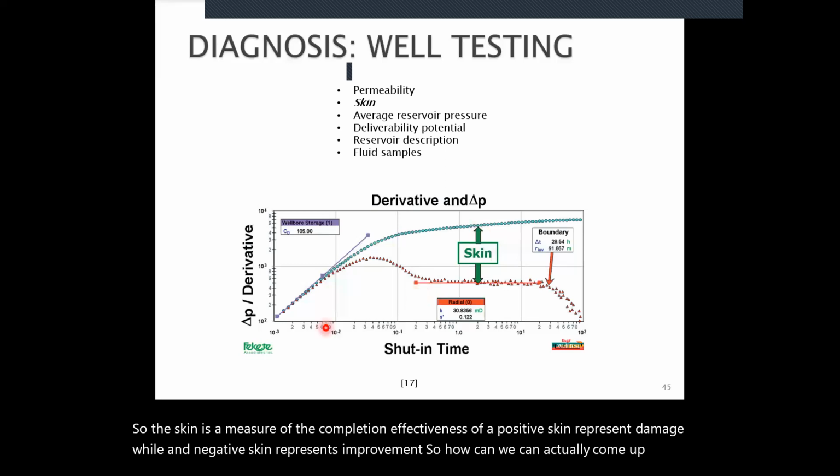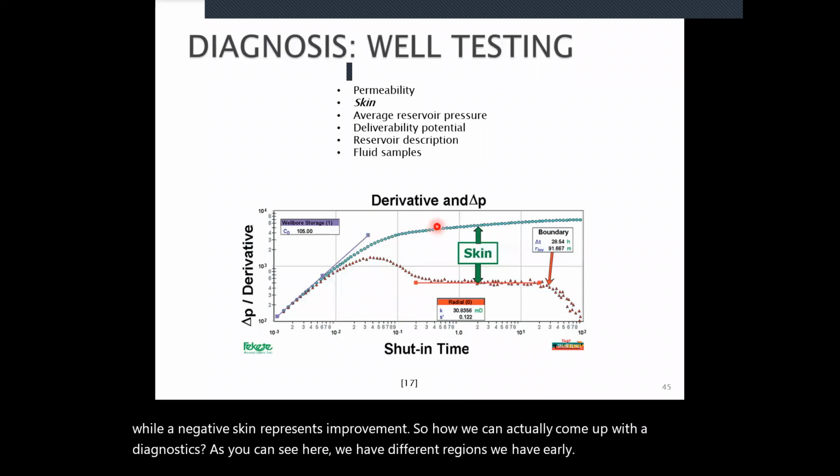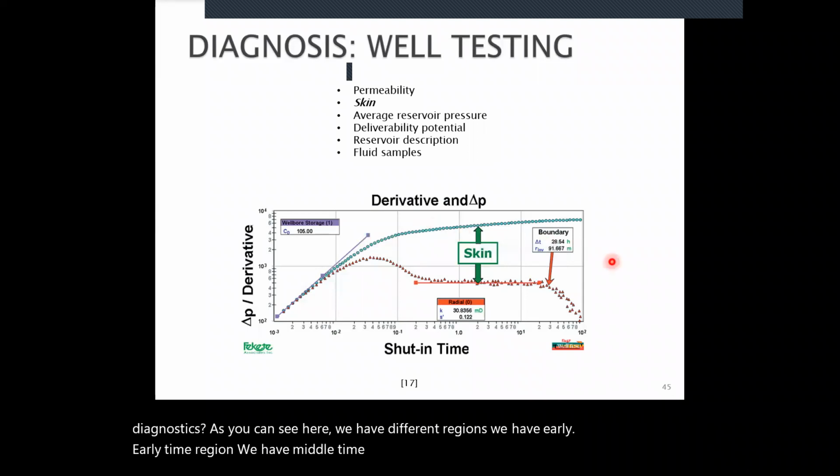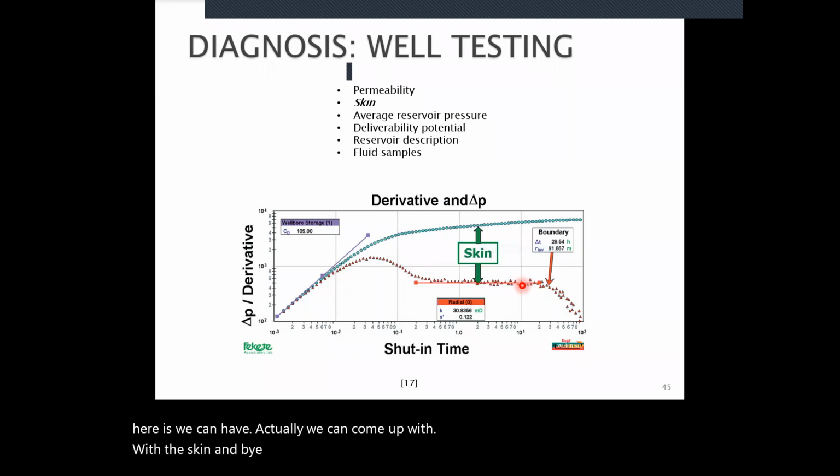As you can see here, we have different regions. We have the early time region, the middle time region, and the late time region. So what we can do here is come up with the skin by doing analysis on the middle time region.